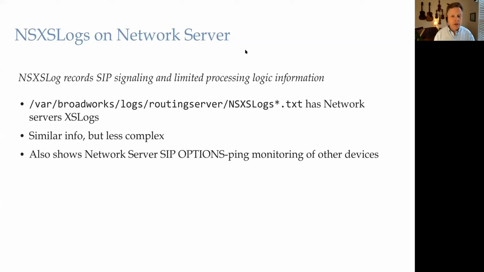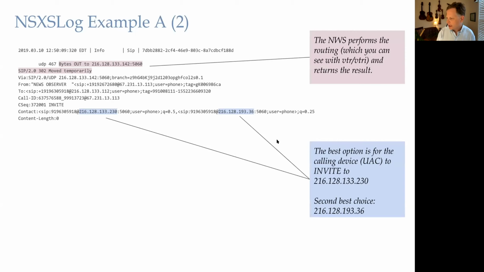Now, I already showed you VTR where you could see how the network server makes its routing decisions. But the network server has its own XS log as well. It's a lot less complex. So the key thing is it shows phone calls coming in to the invite and then the 302 going out. But it also shows the options ping monitoring of other devices. So the network server sends these ping messages off to other devices. So let's look at that.